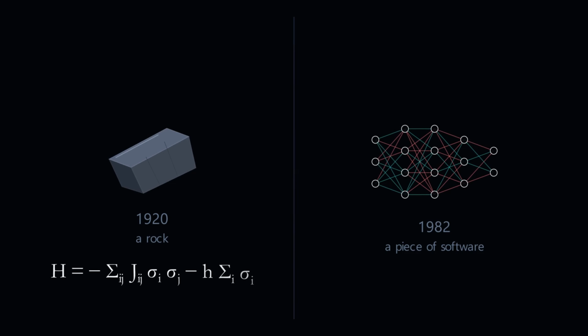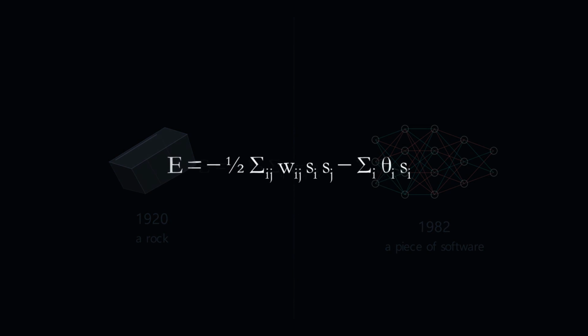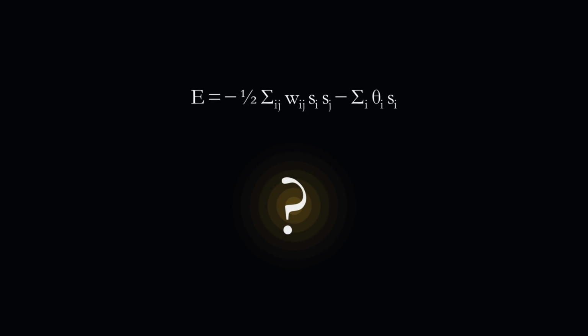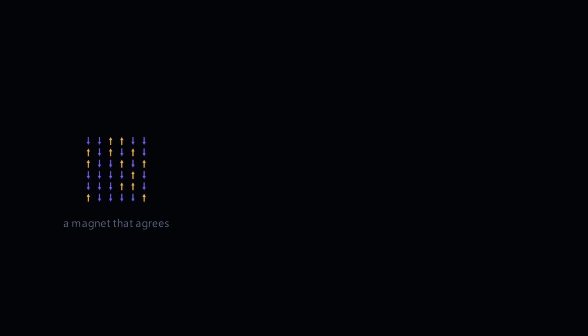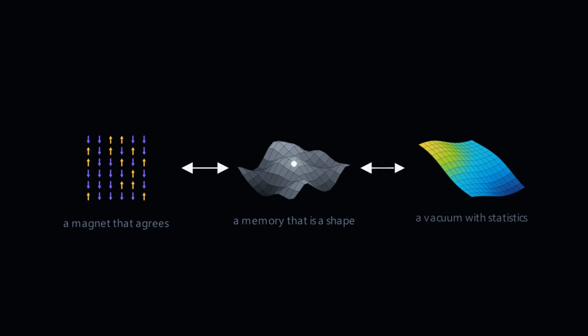And yet, if you write down the mathematics that governs the rock, and then the mathematics that governs the software, you get the same equation, not a similar one, the same one. It's about what a neural network actually is underneath, and the answer is 100 years old, and it comes from the study of magnets. We'll build the bridge in 3 spans: a magnet that learns to agree with itself, a memory that is nothing but a shape, and the empty vacuum of space, which has exactly the same statistics as a neural network with its weights set at random.